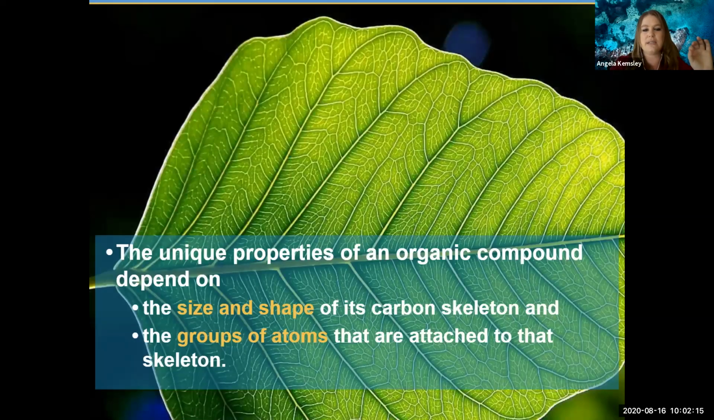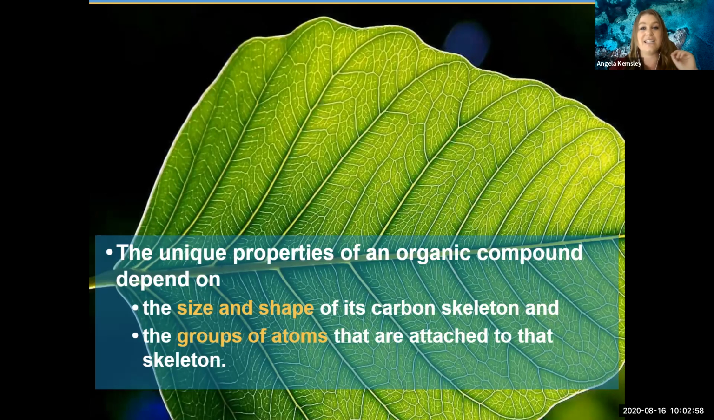Now, the unique properties of an organic compound, of a living compound that's made up of mostly carbon, are based on the size and shape of the carbon skeleton and which atoms are attached to that carbon skeleton. I said that in its most simple form, organic compounds are rows of carbon with attached hydrogen, but not just hydrogen bonds to these carbon skeletons. It can be other atoms. And depending on which atoms they are and where they're bonded and how long that carbon skeleton is is going to determine the properties of that organic compound.